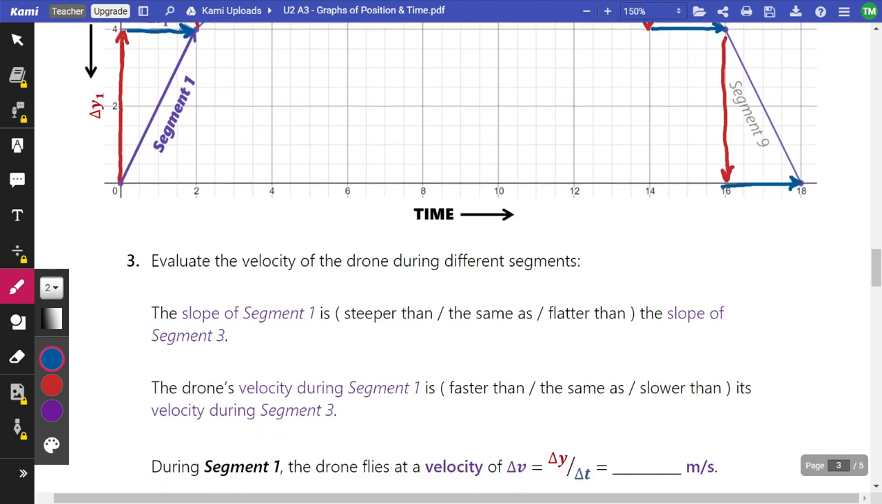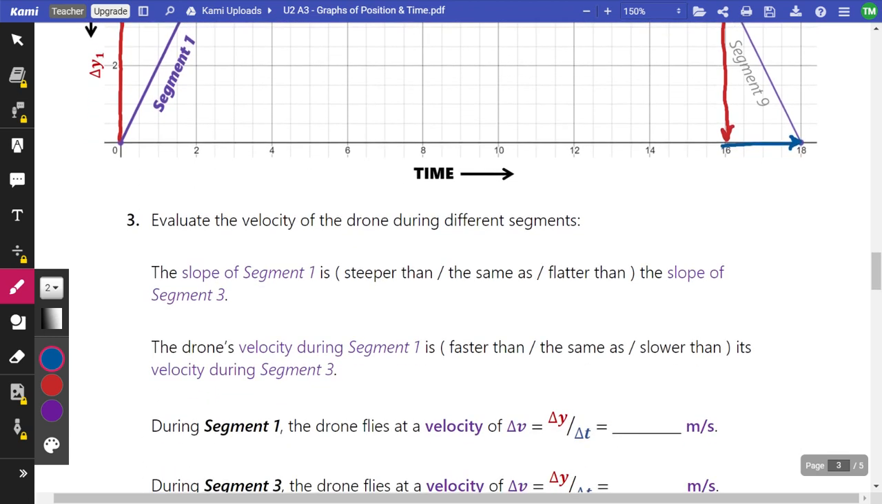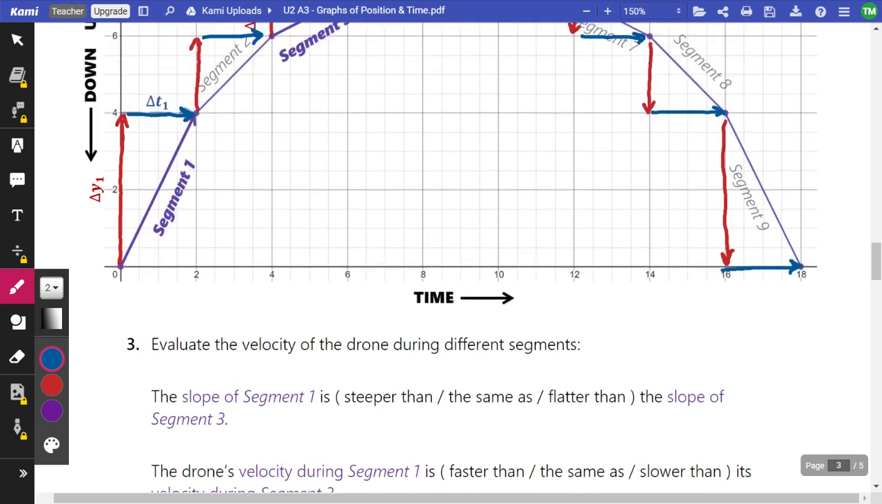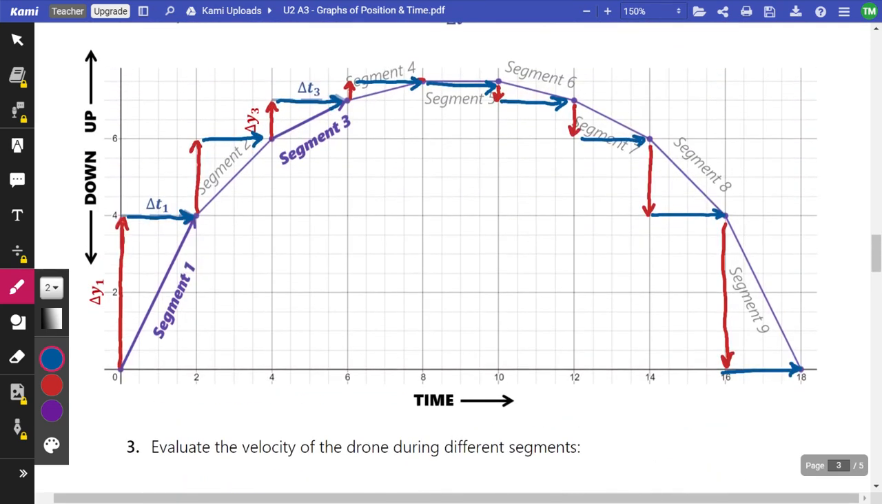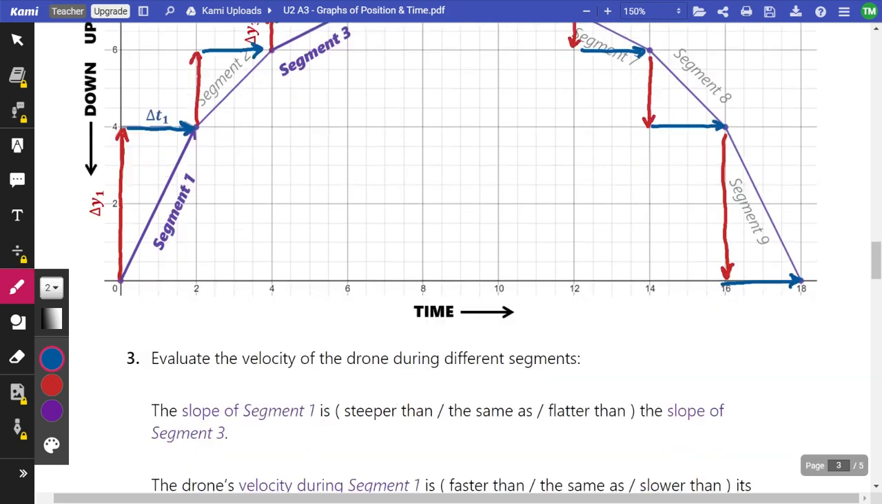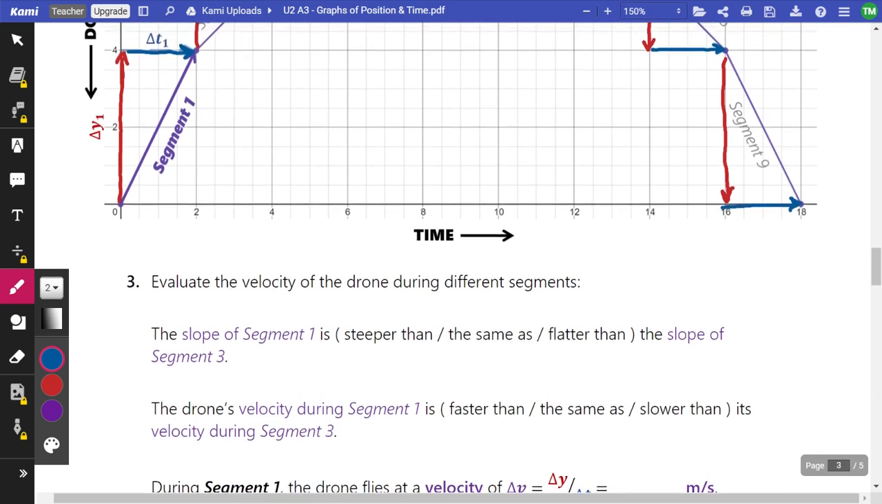First off, we want to compare the slopes of these lines and the speeds or the velocity, so speed in a specific direction, between segment 1 and segment 3. In segment 1, we've got a really steep line, so a steep slope. In segment 3, we have not so steep. So segment 1 is steeper than segment 3, which should mean that segment 1 is showing the drone moving faster than segment 3, where again, velocity is just speed with the direction.